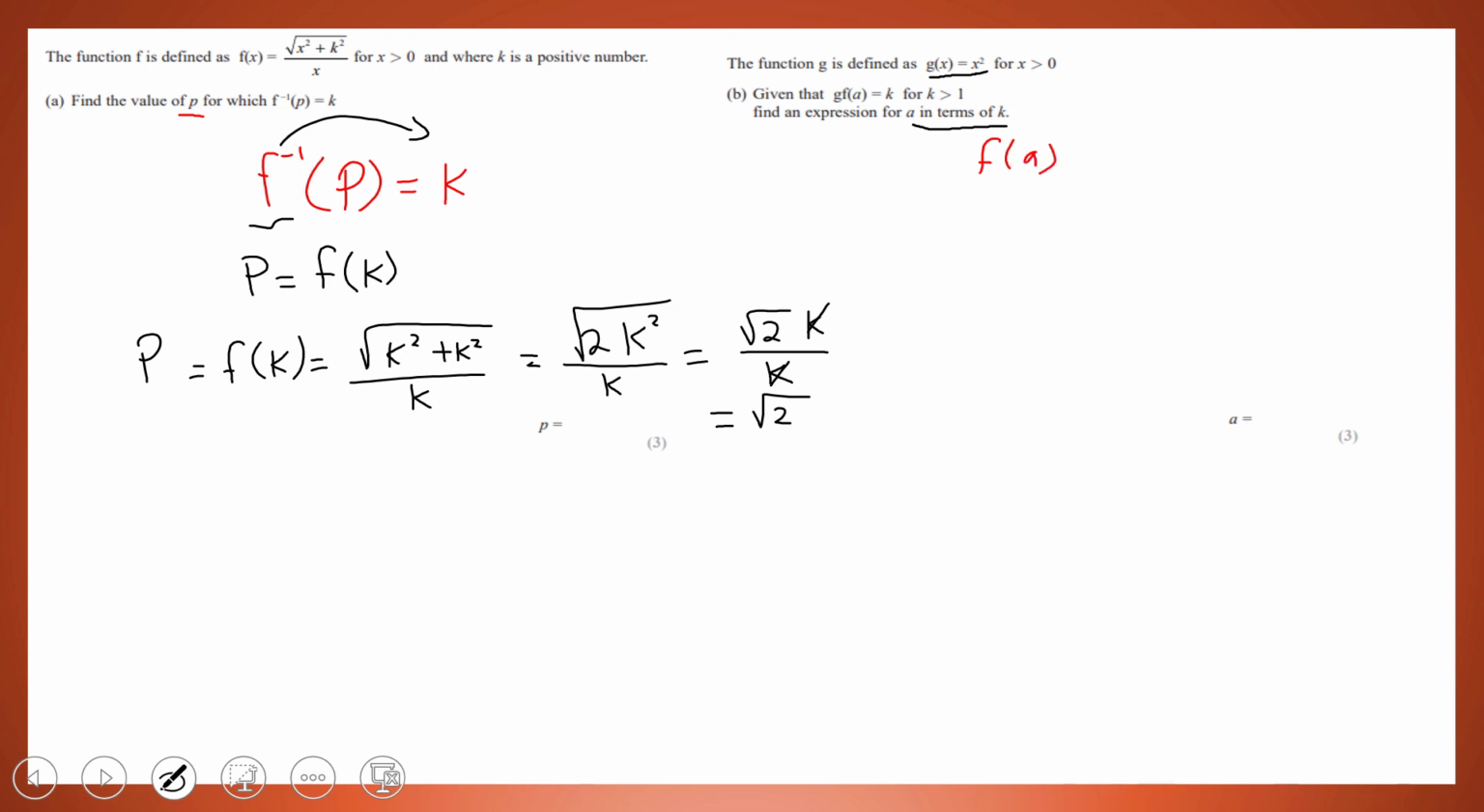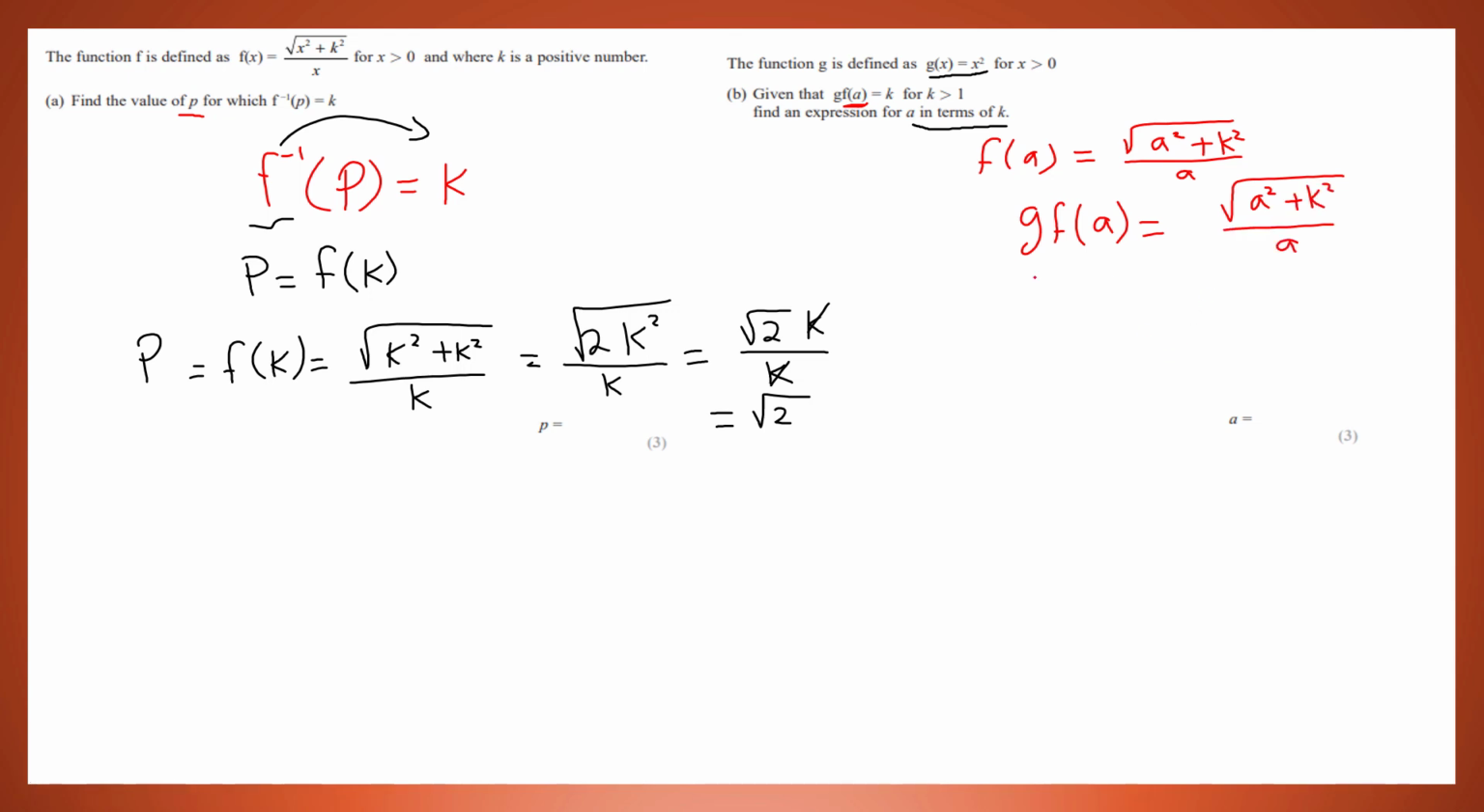As I told you before, when we are doing substitution, we do the function which is inside first. So you do the f of a. F of a means you replace each x by a. So it will be root of a squared added to k squared, all over a. And then we need to find g of this answer. So for gf of a, you will take the answer you got, which is here, root of a squared added to k squared, and then all over a.